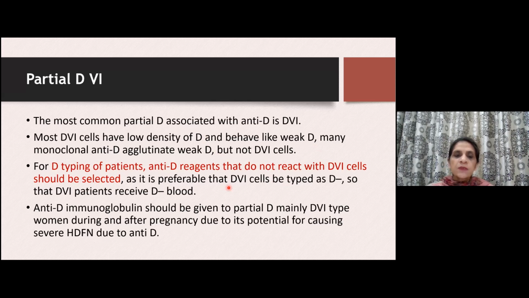And if gel cards are being used for typing of D in patients, then we should choose the gel card specific for patients which does not detect the D6 variant.